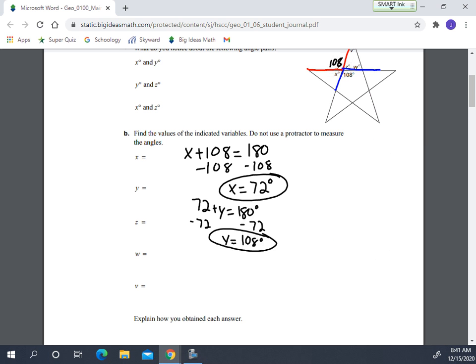Knowing that information, we can find z. We can find z, because if x is 72, then z is 72. Z is equal to 72 degrees.